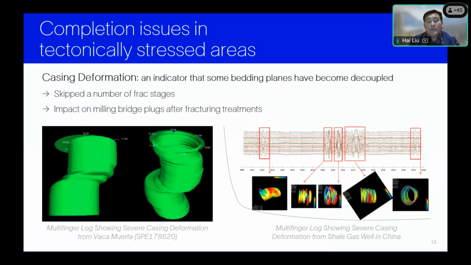When casing deformation occurs, obviously there's no choice but to skip a lot of stages, and many times the bridge plug milling could be problematic, and ultimately it will significantly impact the well economics. This again highlights the importance of geomechanical understanding, monitoring, and predictive modeling.